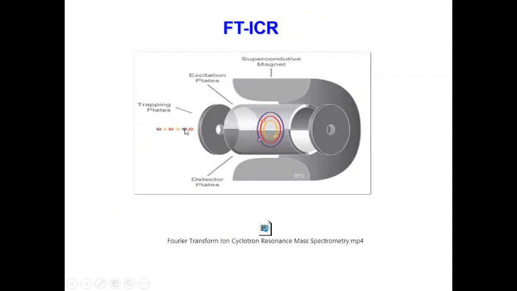So here again, the molecular ions which were ionized will reach the analyzer, and here the ions follow a cyclic path, and through this cyclic path the ions will reach the detector.